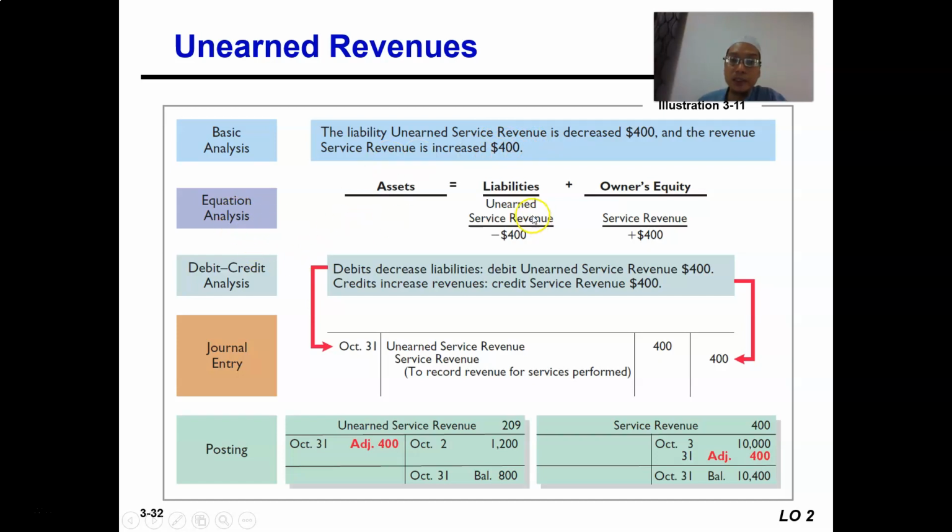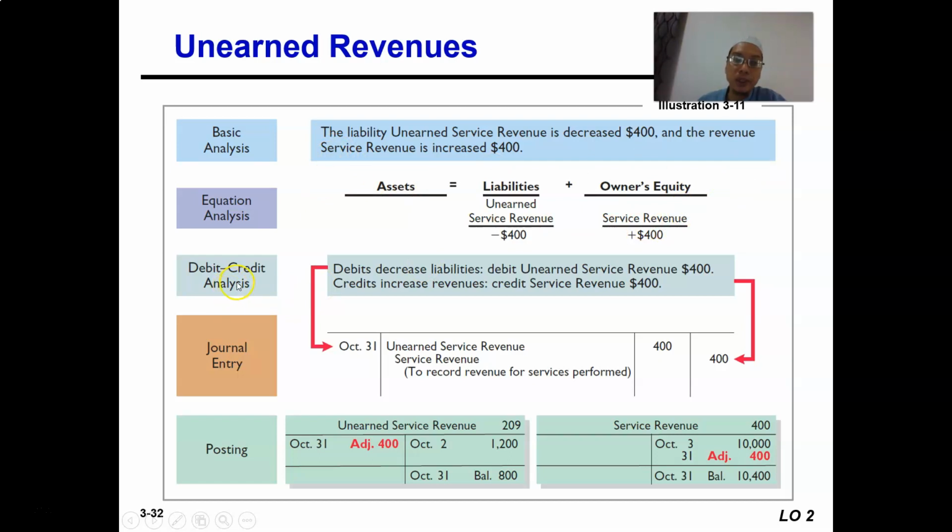In the equation analysis, we had our liability, but we want to reduce our liability. Therefore, we minus our unearned service revenue liability account. On the other hand, because we recognize revenue, which will increase our owner's equity, we add 400. So if we look at the equation analysis, we minus 400 here, but we plus 400 here. Therefore, our equation is still balanced.